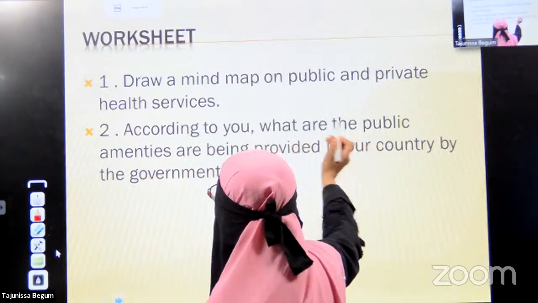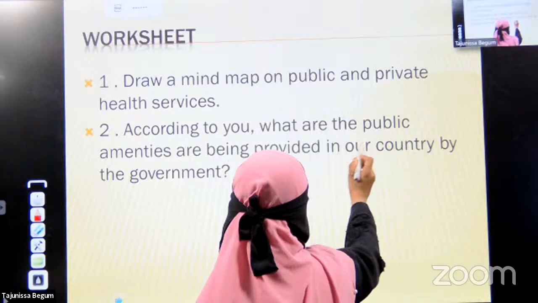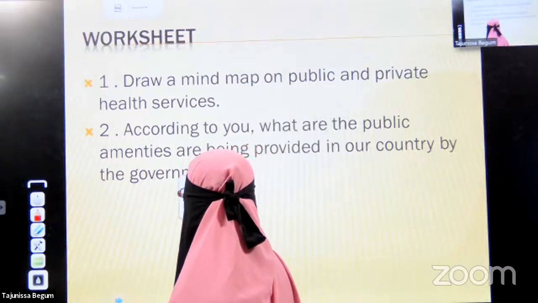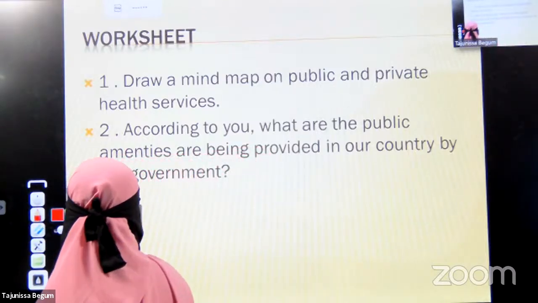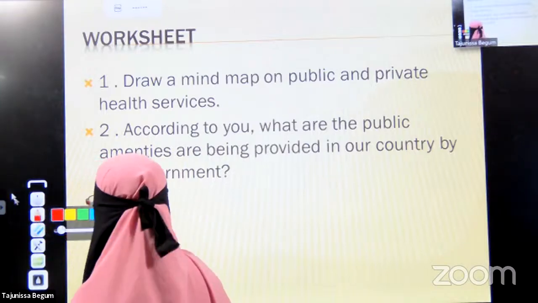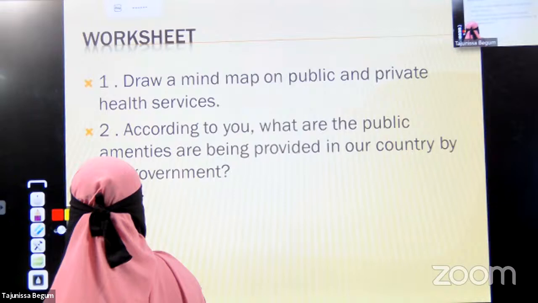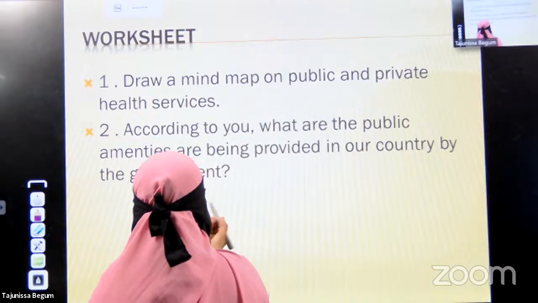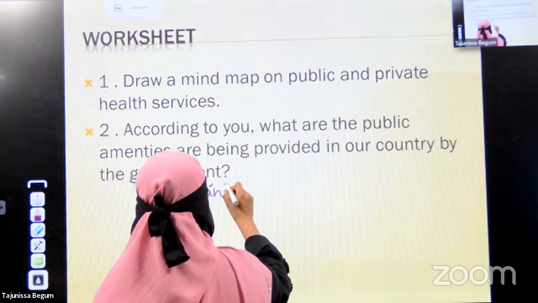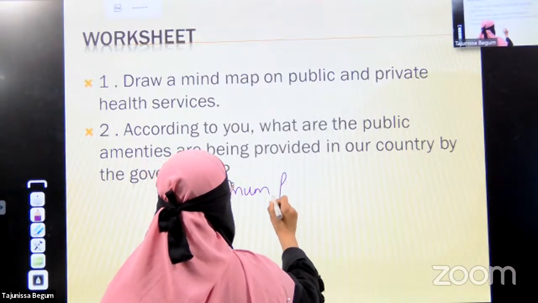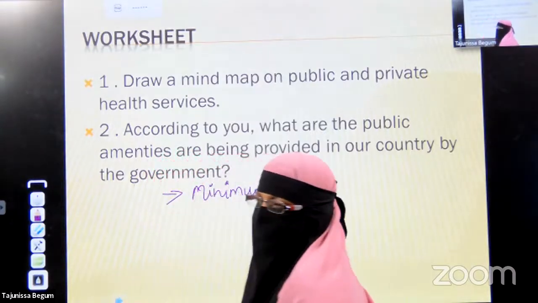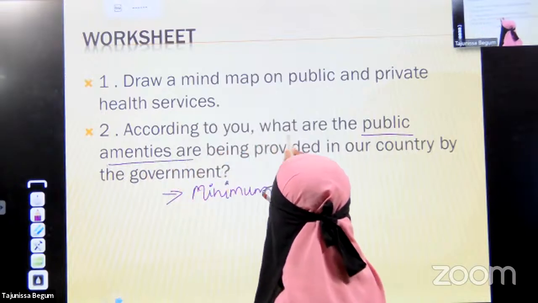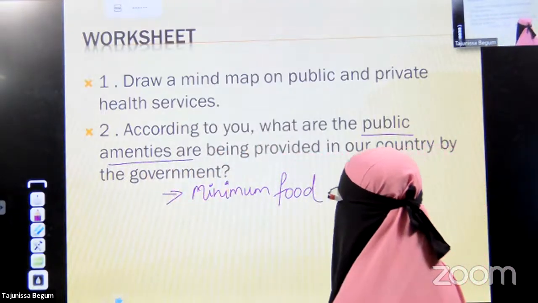According to you, what are the public amenities being provided in your country by the government? What is our country giving according to you? What are the public amenities? We need minimum food from the government. These are the public facilities which the government is providing for the people. Public amenities means public facilities the government should provide. What do you think?